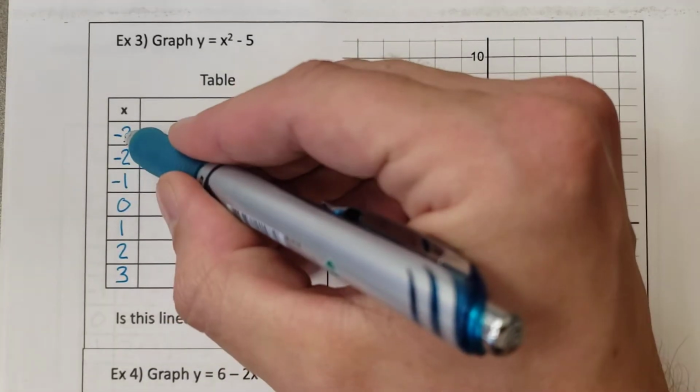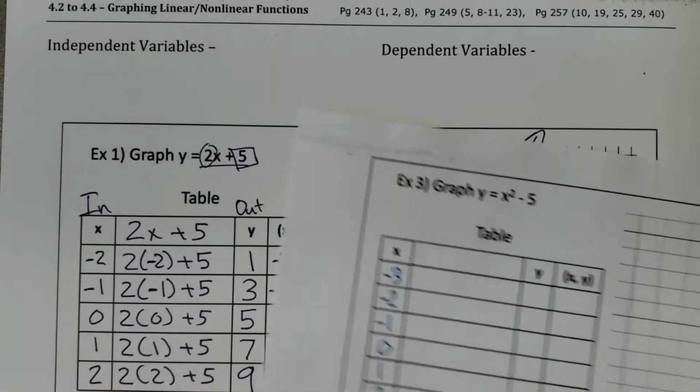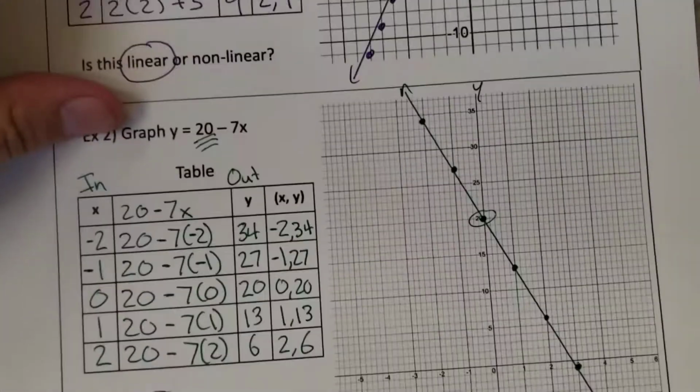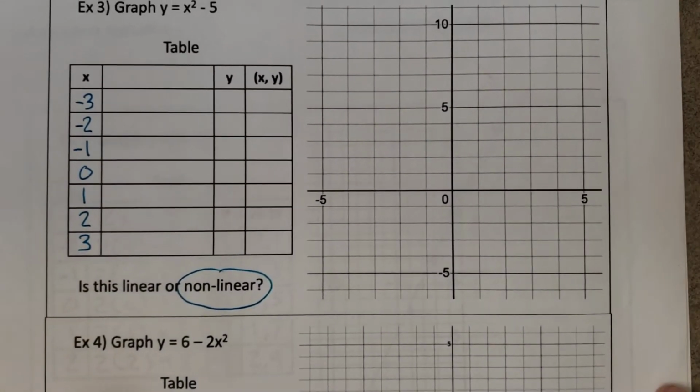So I picked -3 to +3. This is kind of like a super home base. On example 1 and example 2, we did -2 to 2. There's -2 to 2 for our inputs. -3 to 3 is like the super home base numbers for your inputs.